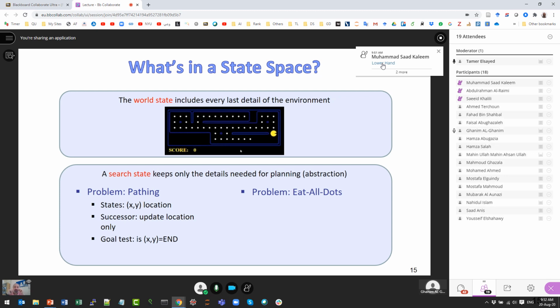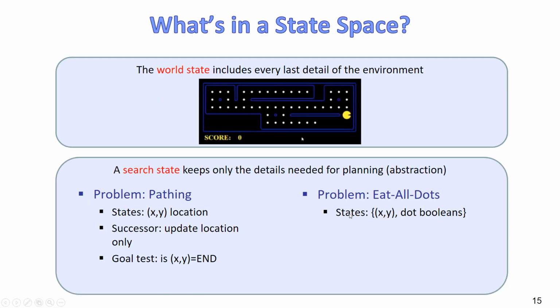So for every dot, we need to know whether it's eaten or not. So it's like a Boolean value for each dot. We need the position of Pac-Man in the state, and also the positions of the dots, and for each dot, whether it is eaten or not. So it's like a matrix of Boolean values. Each dot has a Boolean value, 0 or 1, whether it's eaten or not.